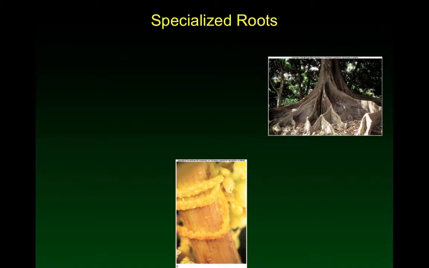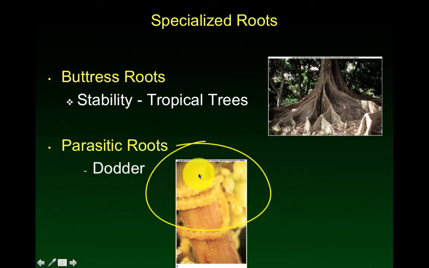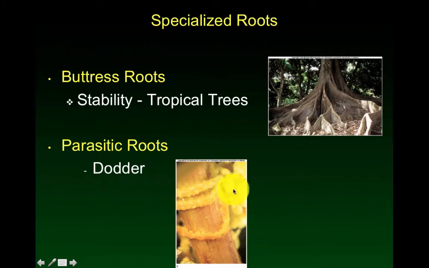Other types of specialized roots are these banyan trees right here. They're tropical trees, love to do this, and they're able to stabilize themselves in areas where the soil is very hard and there is a clay pan where the roots cannot penetrate really deep. So instead they make these roots. They're called buttress roots. Parasitic roots, there's a native plant here in Hawaii that does this a lot. It's called the dodder. And what it does is it doesn't photosynthesize, so it cannot produce its own food. So what it does is that it wraps itself in another plant and it kind of taps into the stem and steals nutrients and water and minerals from the phloem or the vascular system.